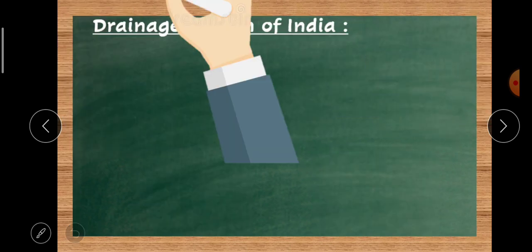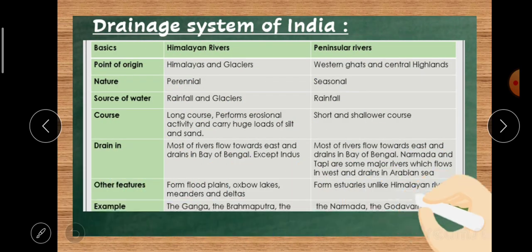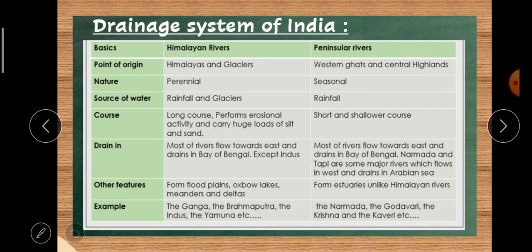Now we'll see some points which are based on Himalayan rivers and peninsular rivers. So basics are point of origin, nature of rivers, source of water, course of rivers, where do rivers drain in, other features made by rivers, and some of their examples. So Himalayan rivers. Point of origin is Himalayas and glaciers. We know what are glaciers. In simple language we can say they are ice rivers. So when the ice rivers, which are deposited on Himalayas, melt down, Himalayan rivers will originate from there. So point of origin is Himalayas and glaciers.